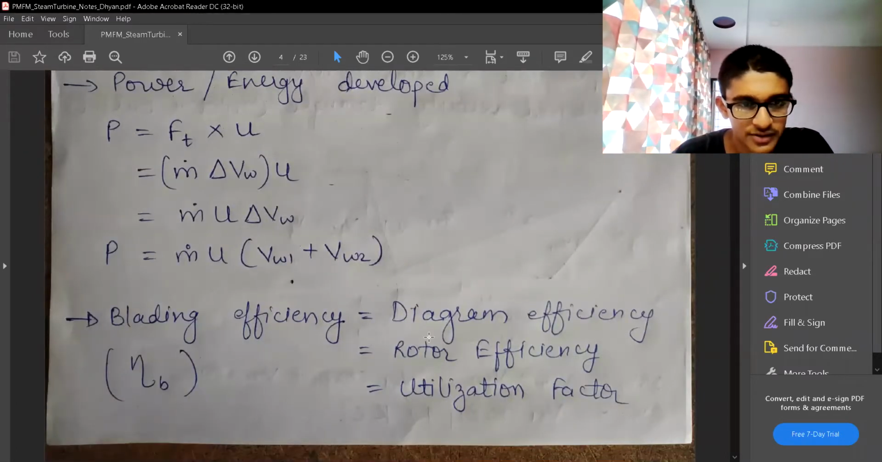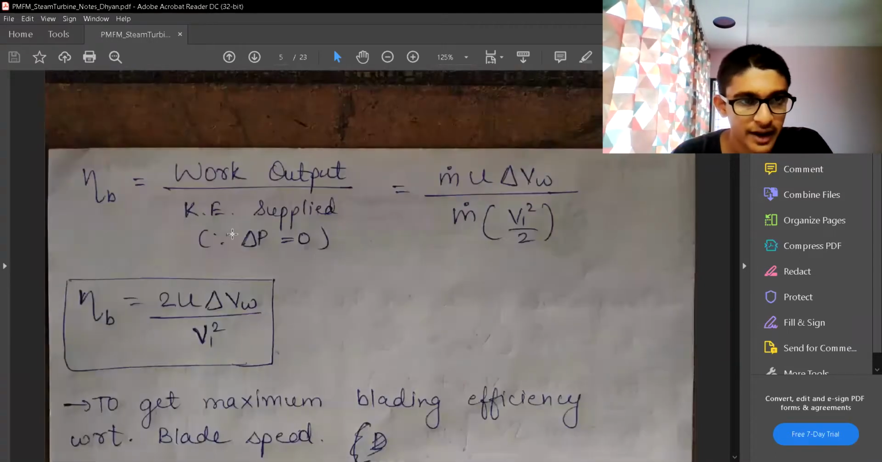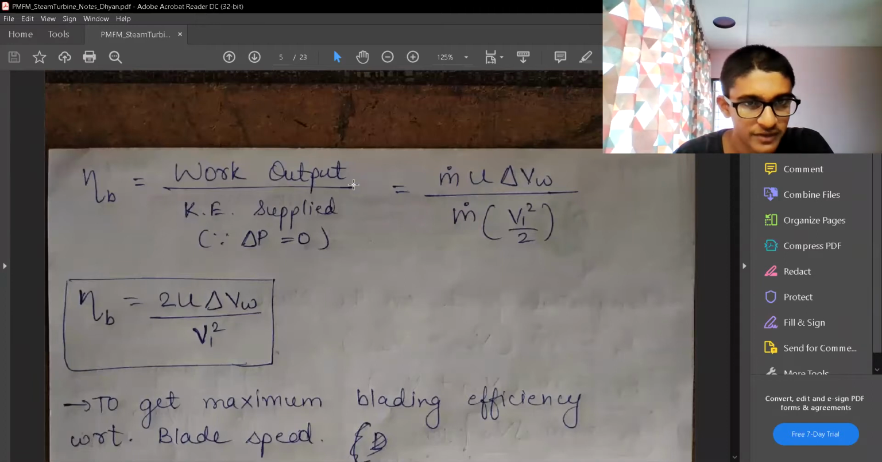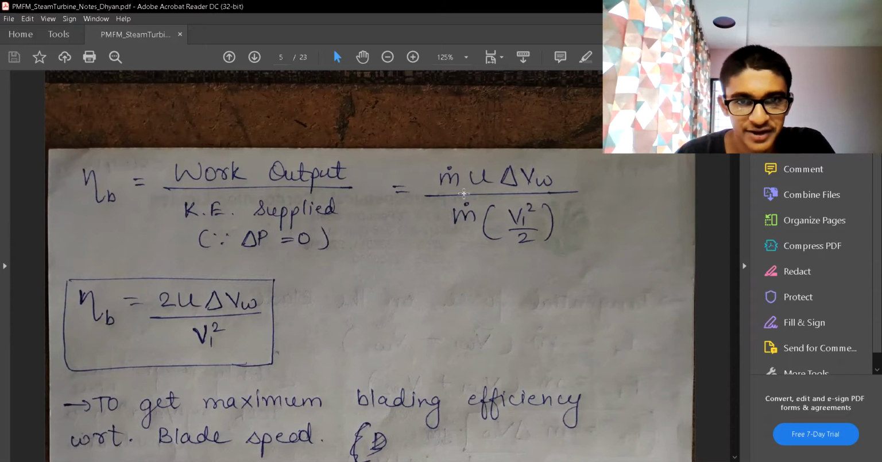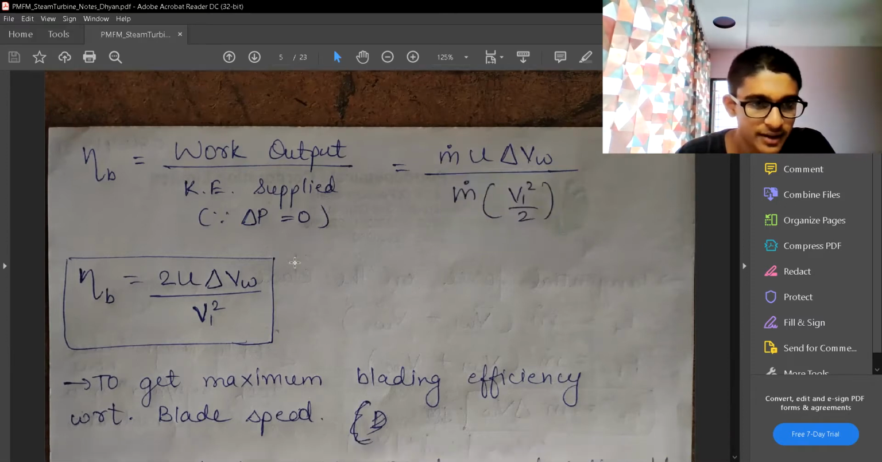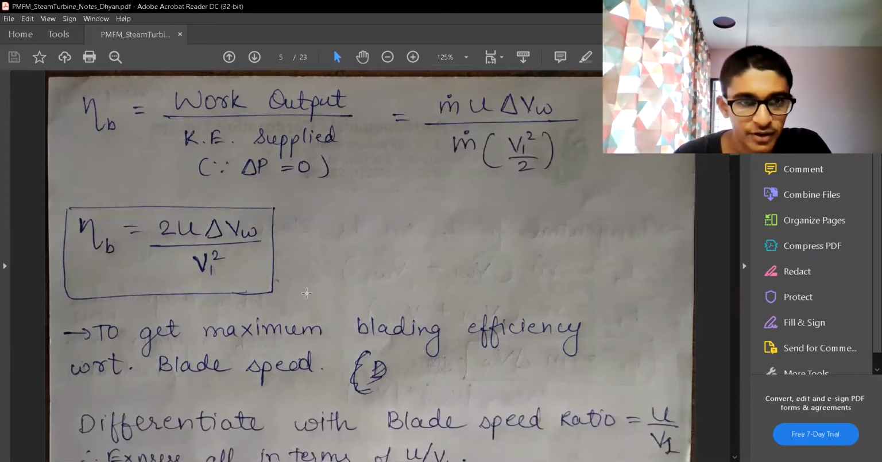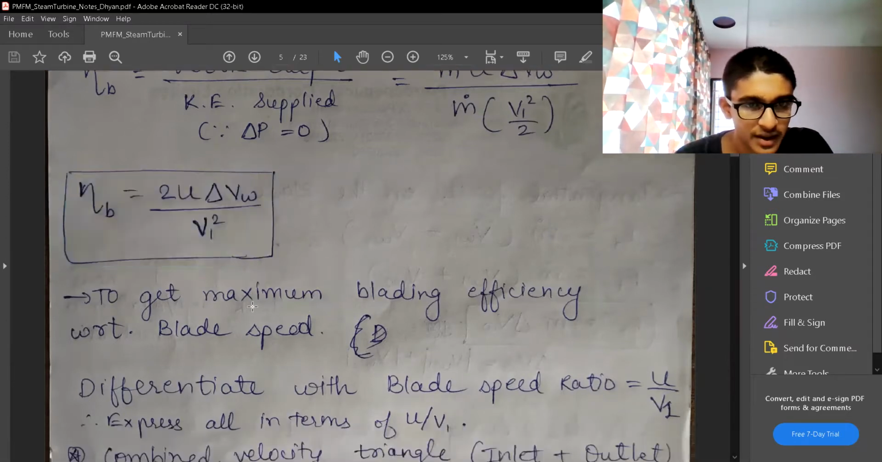Blading efficiency is also said as diagram efficiency, rotor efficiency, or utilization factor. And it is defined as this: work output which we have gained divided by the kinetic energy which is supplied. This is the expression m dot u delta VW upon m dot V1 square by 2. This is the inlet energy, absolute energy. We have used absolute velocity. So this is the expression for blading efficiency.